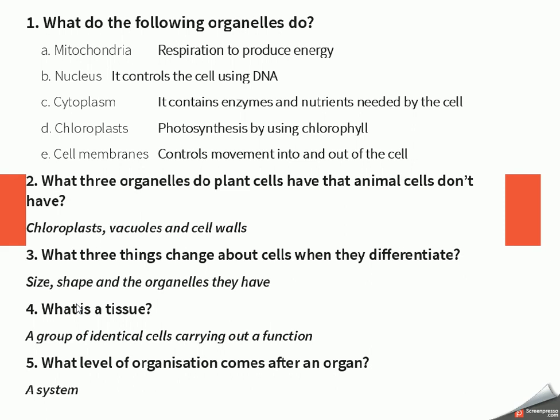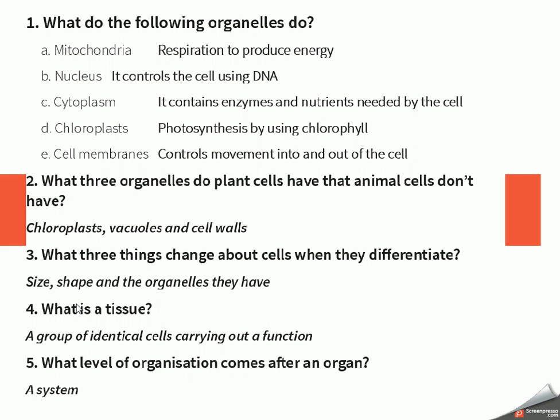So the mitochondria carries out respiration, that's producing energy. The nucleus controls the cell. Cytoplasm contains those enzymes and nutrients. The chloroplast carries out photosynthesis, and the cell membrane controls movement into and out of the cell. The three organelles that plant cells have that animals don't are the chloroplasts, the vacuoles, and the cell walls.